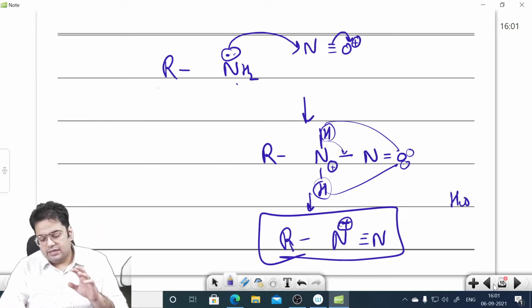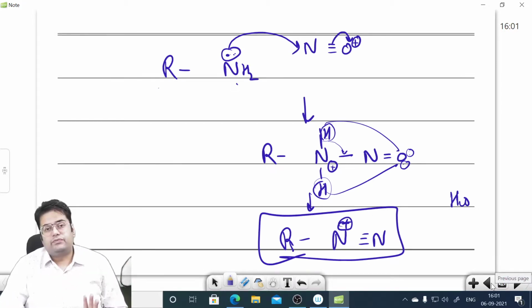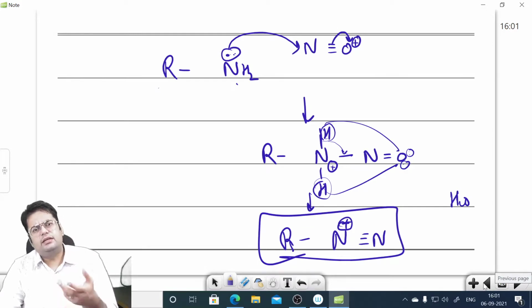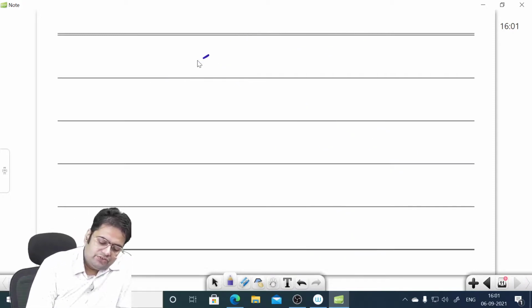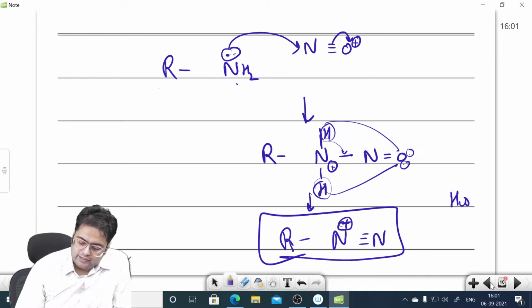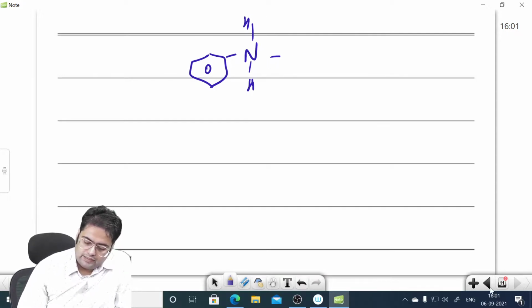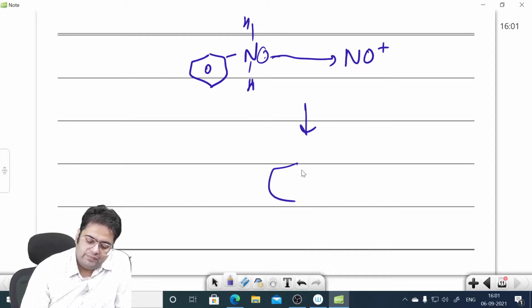As this R is an alkyl group, it is not that stable with that positive charge. Maybe if this is tertiary, then it is going to be a better chance. But if this is a benzene ring, that means if this is an aniline, it will provide the best chance for this situation. So like we have this NO+, we have this NH2, this lone pair will go to this, and finally we will get this N+≡N.